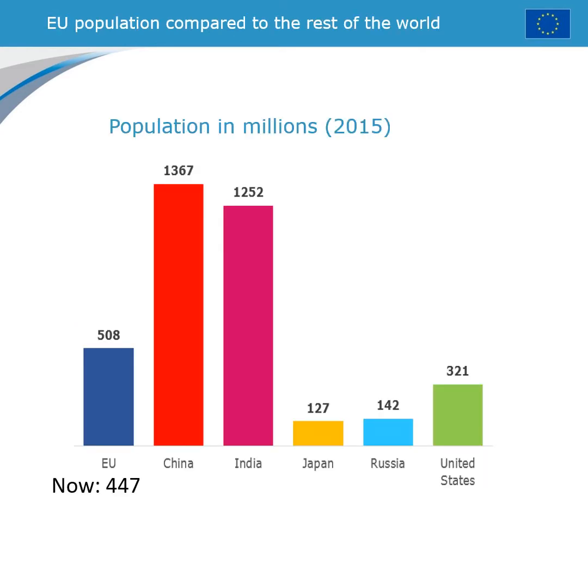A few basic data. The size of population in million people. You see the European Union has now 447 million people. Japan, I think 127 is too high. It's more 126 or 125 million in Japan now. You can see it's the third largest bloc in the world after China and India. Obviously, it's a lot of people.